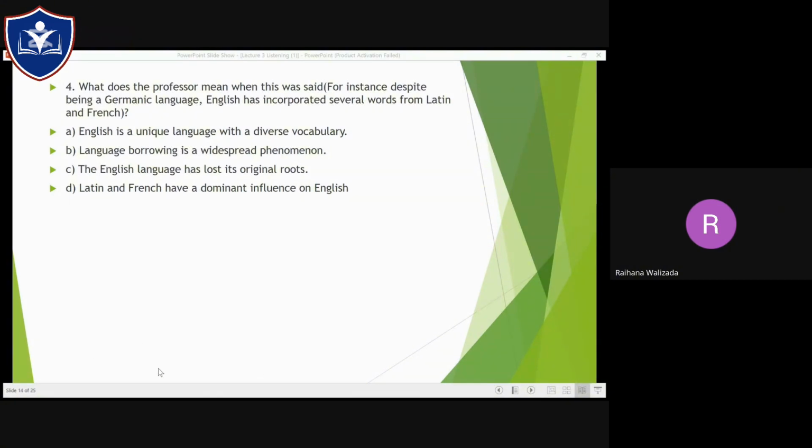Number 4, what does the professor mean when this was said? For instance, despite being a Germanic language, English has incorporated several words from Latin and French. A, English is a unique language with a diverse vocabulary. B, language borrowing is a widespread phenomenon. C, the English language has lost its original roots. D, Latin and French have a dominant influence on English.